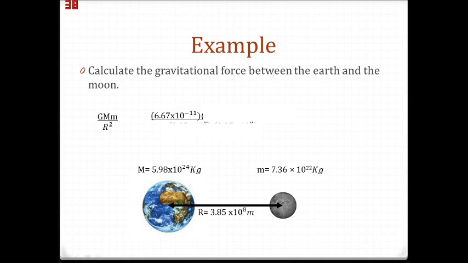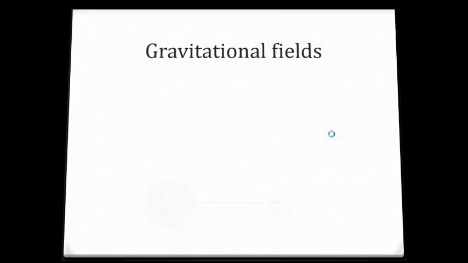First of all we put in the universal gravitational constant, followed by the two masses of the objects, followed by the separation squared, and that will give you the answer of 1.98 times 10 to the power of 20 newtons. So all quite simple, I'm sure you will agree.